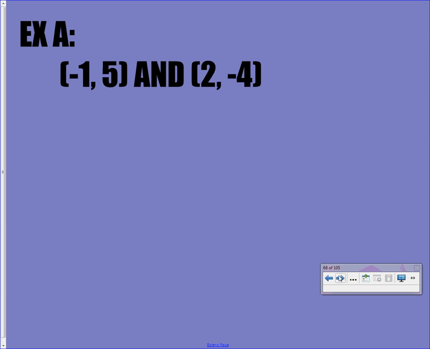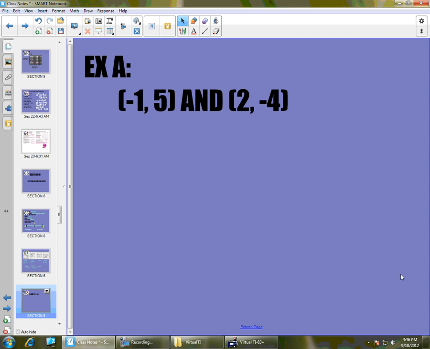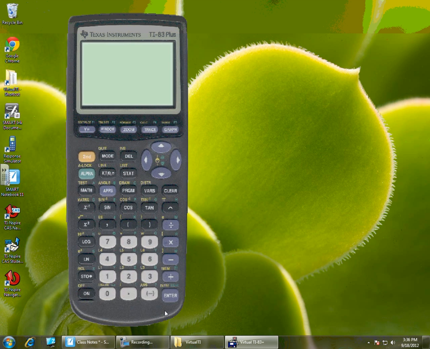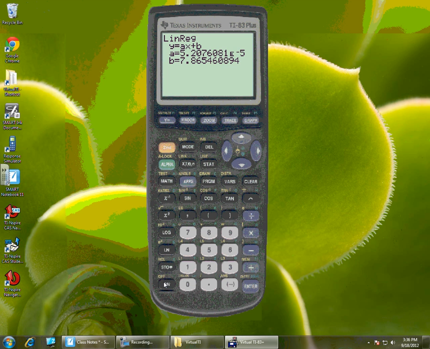So if I try example A, it says use linear regression to find an equation of the line through (-1, 5) and (2, -4). And what is the correlation coefficient and what does that mean? This is where we need our calculators. So what you're going to want to do is get out your calculator.